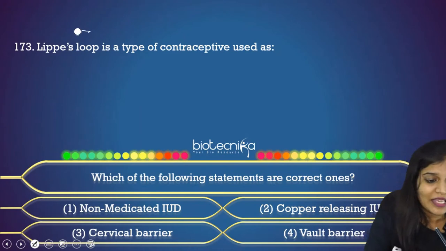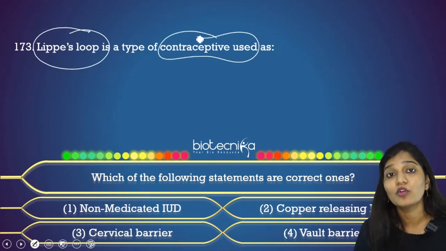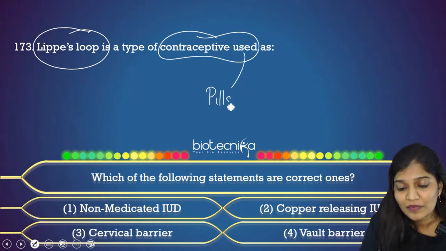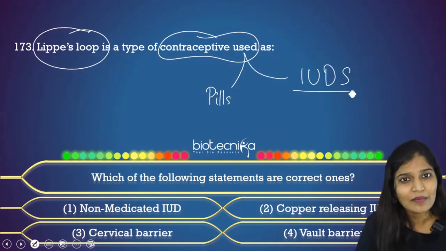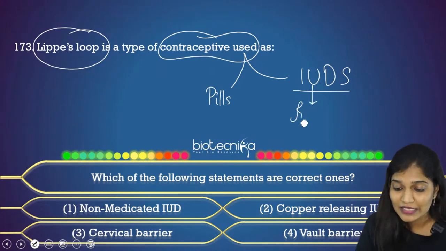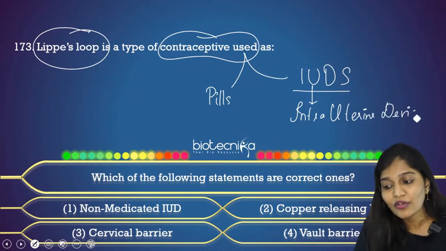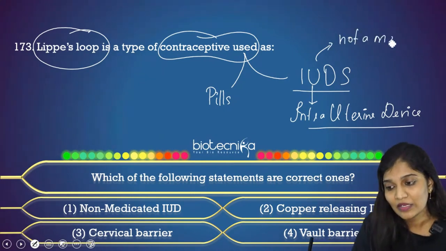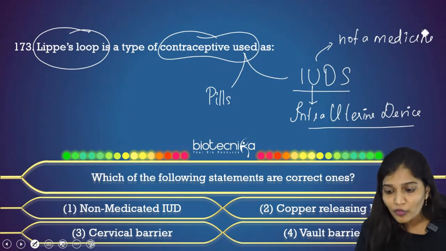The next question, Lippes loop. Yes, they are talking about the reproductive health chapter, contraceptives. We know contraceptives can be given in the form of pills, or if we talk about intrauterine devices, the name gives you an idea. Intra is inside, uterine means they are going to introduce this into the uterus. And it's a device, which means it is not a medicine at all. It is some kind of plastic, or it can be in the form of copper loops, anything.